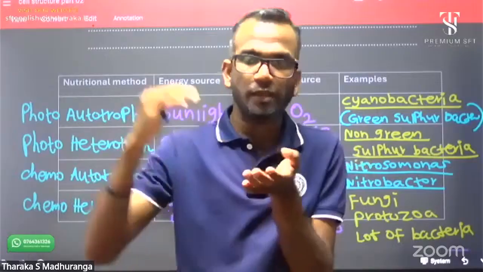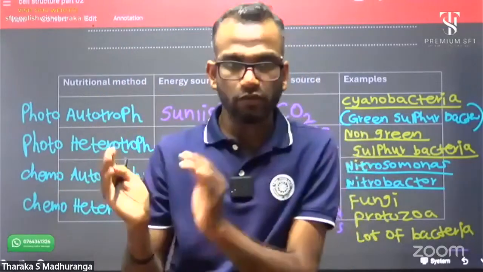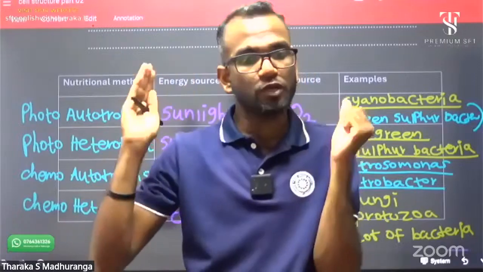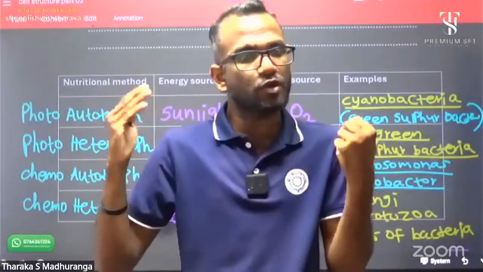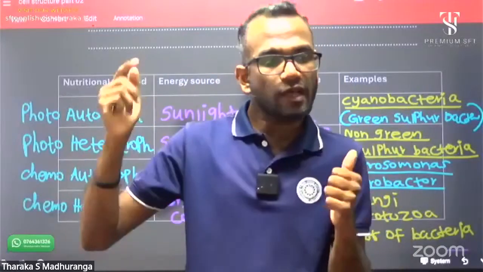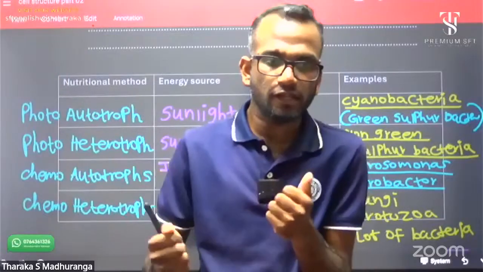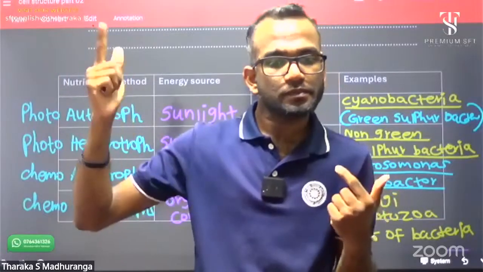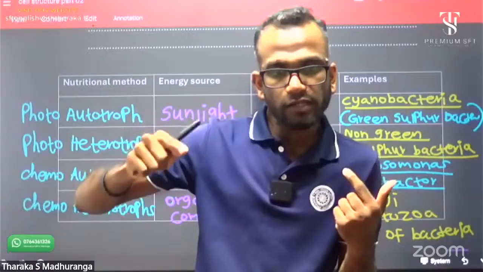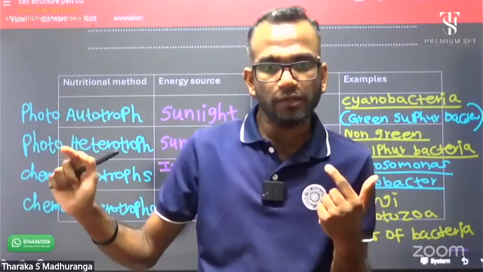According to nutritional types, there are 4 main types according to carbon source and energy source. The first, photoautotrophs, photoheterotrophs, chemoautotrophs, chemoheterotrophs. Photoautotrophs use sunlight and carbon dioxide, they do photosynthesis, cyanobacteria for example. Photoheterotrophs, photo means the energy source is sunlight, and organic compounds are used as the carbon source.